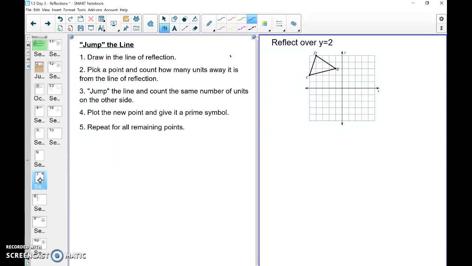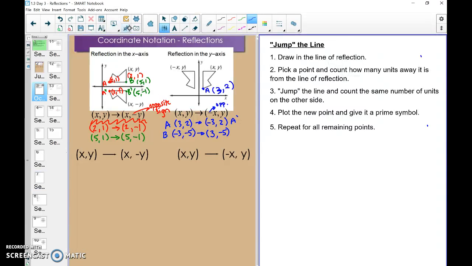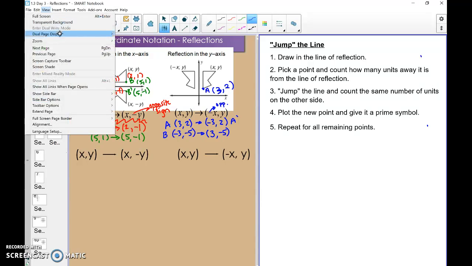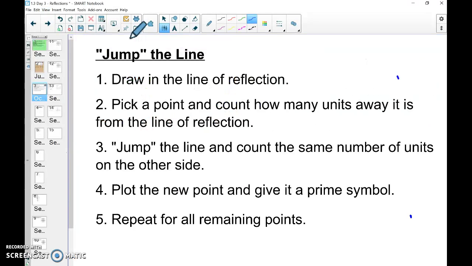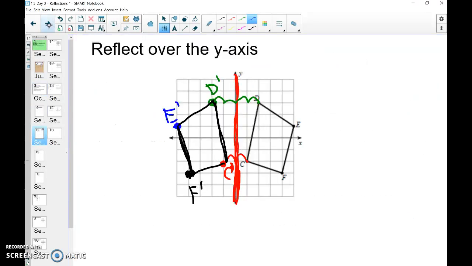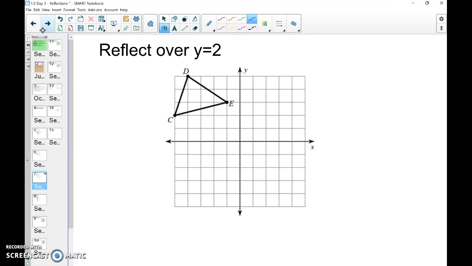So now these ones, this is where it gets a little bit tricky. We're no longer using the x or y axis, so it's going to be a little bit different this time. I'm going to go out of my dual view now that we've kind of got the hang of those steps. So we get a little bigger. Now this is kind of a special line. You have to be able to read what that means. Reflect over y equals 2.